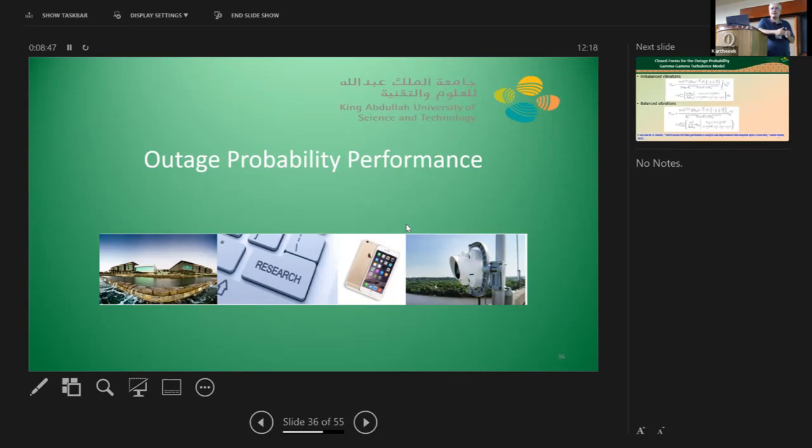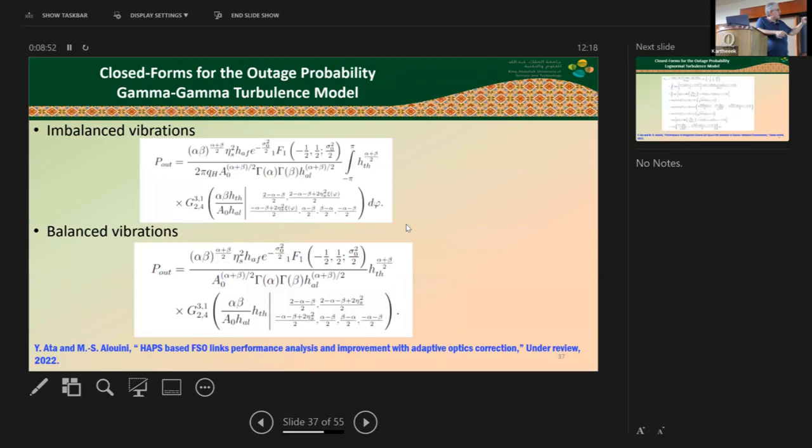And fortunately enough, recently, with a good collaborator, Yarshin Yata, we're able to find some closed form expression for this outage probability. So if you assume imbalanced vibrations, you get this integral form, which is a finite plane integral form of the G function. If you assume balanced vibrations, which means you assume the special case where the values of the vibration, the X domain, are the same as the Y domain, you get a true closed form, basically does not involve any integral.